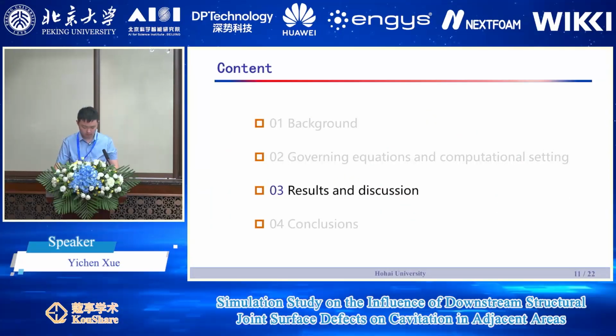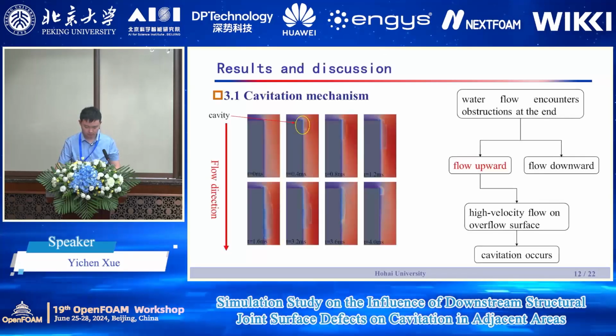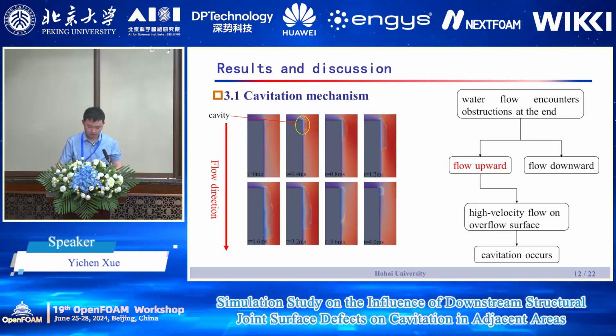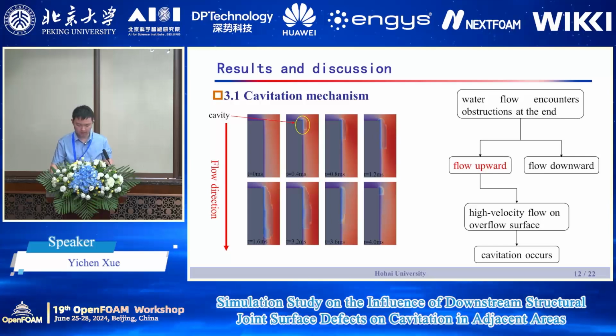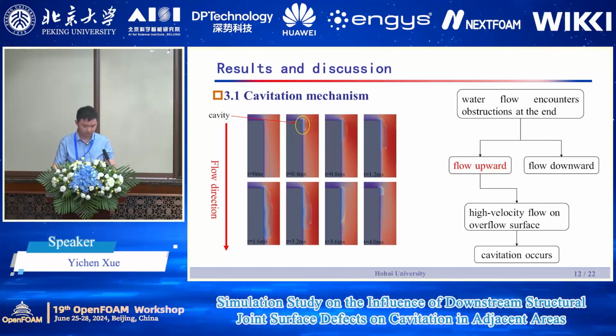Now we talk about the results. By observing the cavitation contour, we can identify 2 primary causes of cavitation around the structural joint. And this slide is the first one.